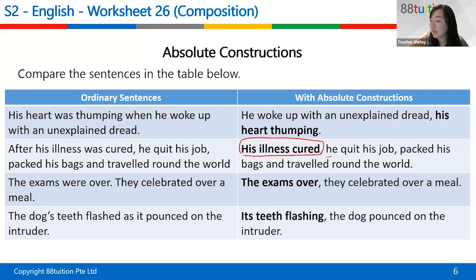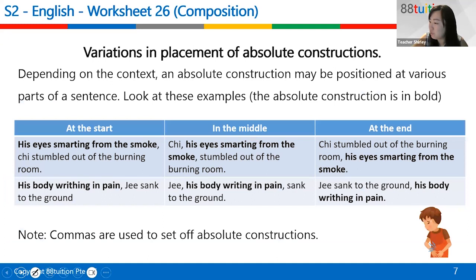Yeah. The next one, the exams were over. They celebrated over a meal. So, the exams over, they celebrated over a meal. Then the next one, the dog's teeth flashed as it pounced on the intruder. Its teeth flashing, the dog pounced on the intruder. Okay. So that's basically absolute construction. Later on, I think I'll give you some examples to do.